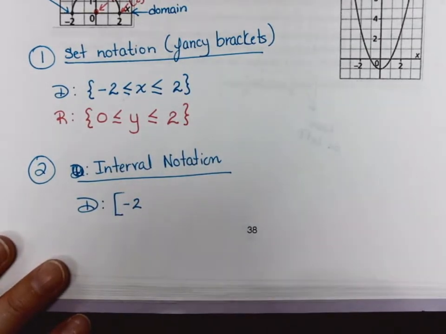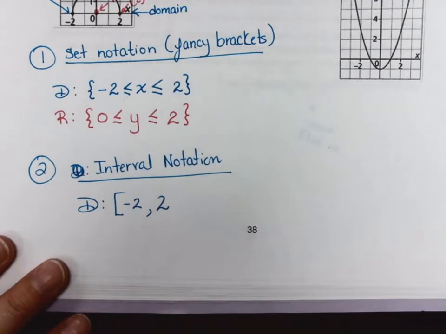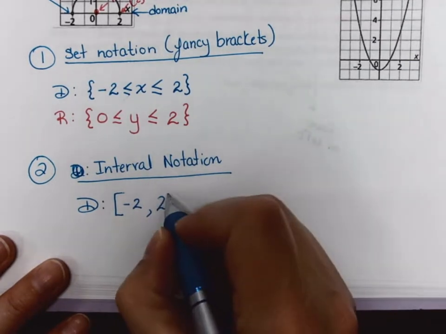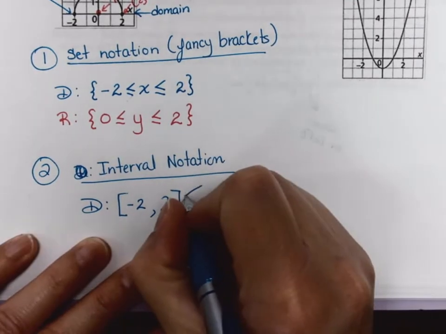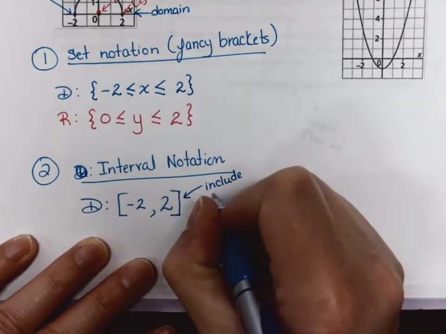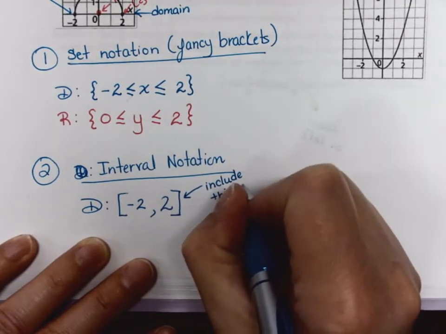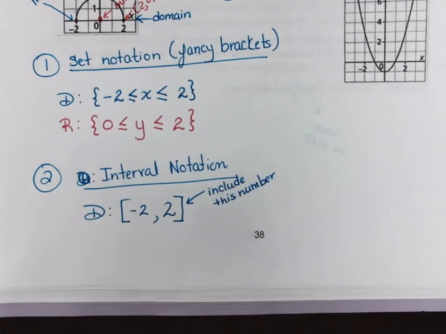All right, what's my highest limit on the domain? It's +2. Does it include +2? Yes, it does. So square brackets means that it includes this number. Okay, so when I use a square bracket, that's what it means.